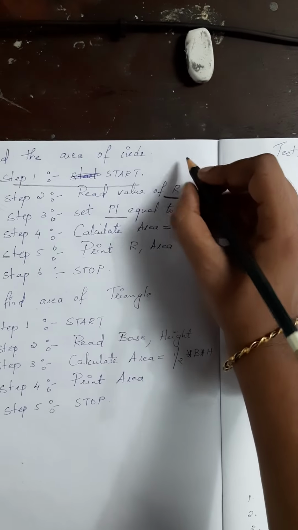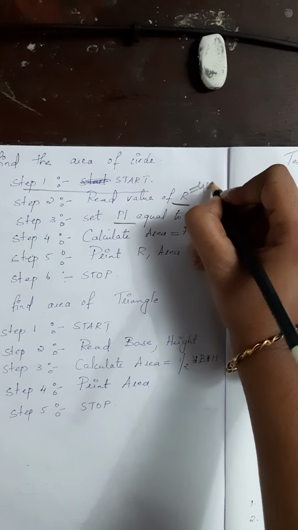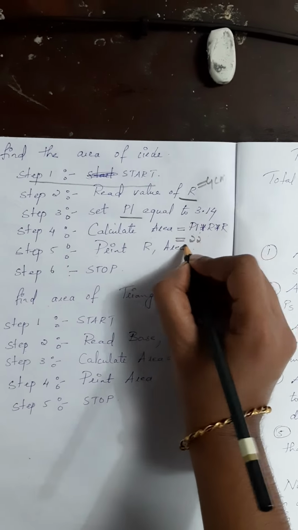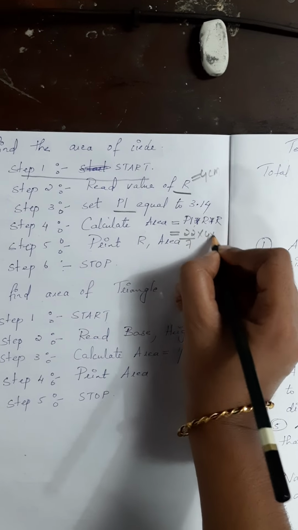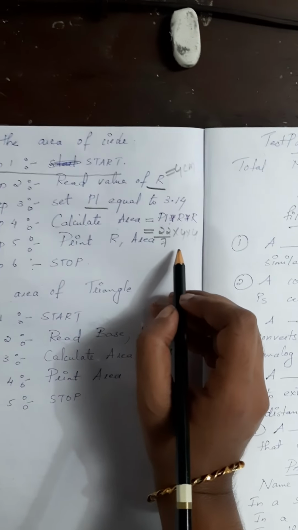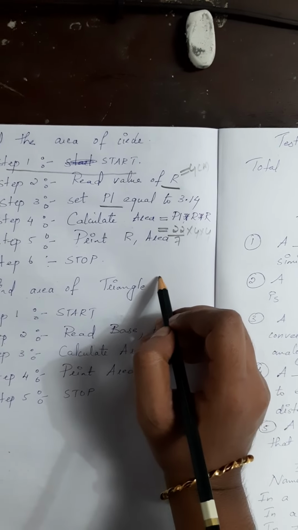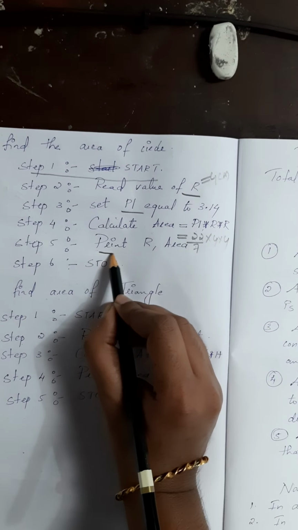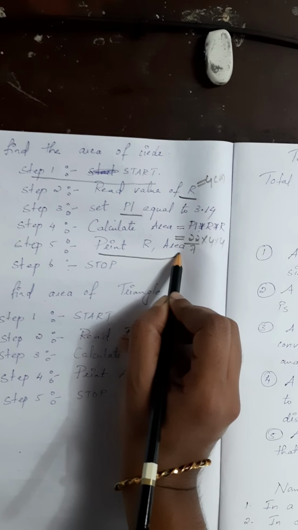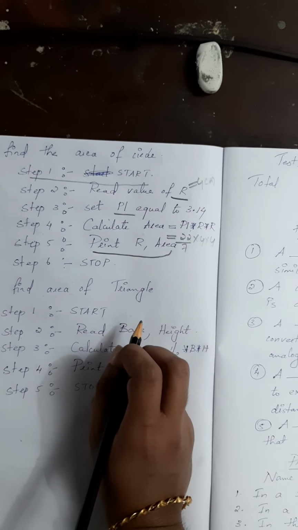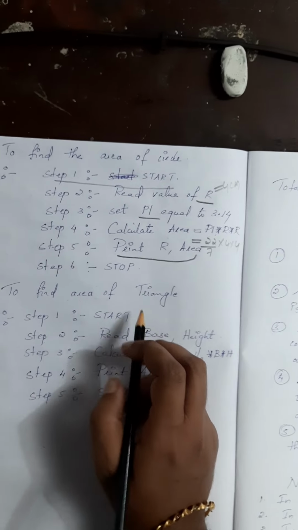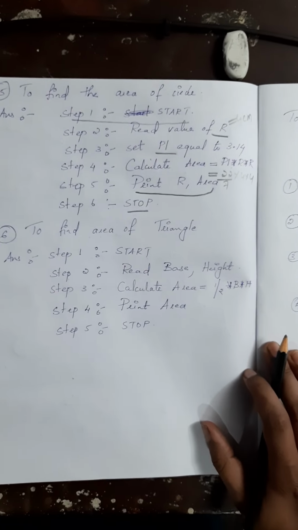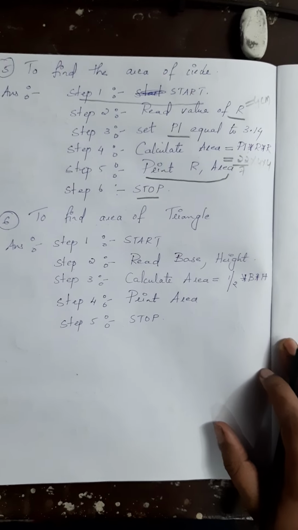For example, here I am giving the radius value as 4 centimeter. Okay, so my equation for finding area will come as 22/7 into 4 into 4. Okay, this is my equation for finding the area. Okay, after writing the equation, we need to get the output, and in the output part, I am printing radius as well as area. Okay, and your algorithm should always end with stop. That is the algorithm for finding the area of a circle.